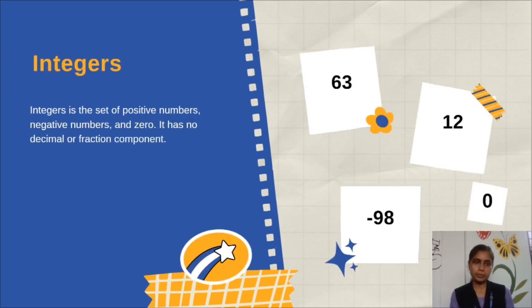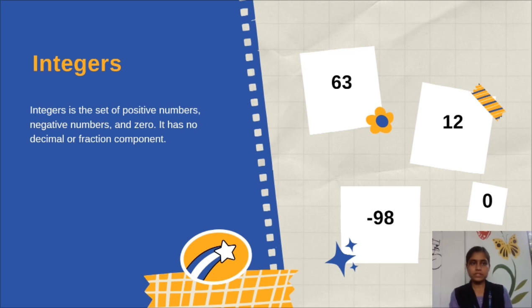The next type is integers. Integers is the set of positive numbers, negative numbers and 0. It has no decimal or fraction components. That is the negative numbers, 0 and the positive numbers. That is, it's the set of all whole numbers together with negative numbers.